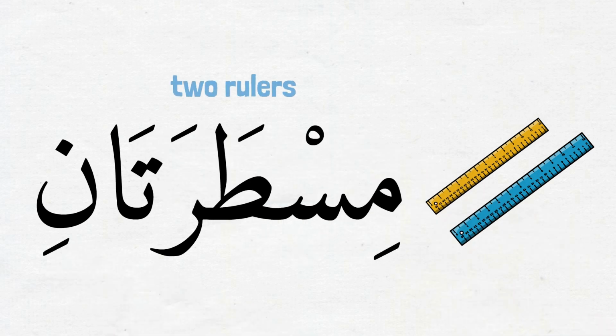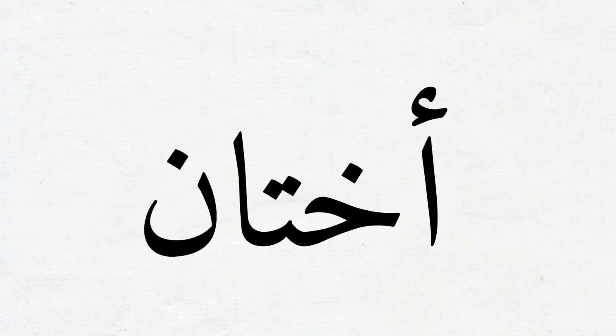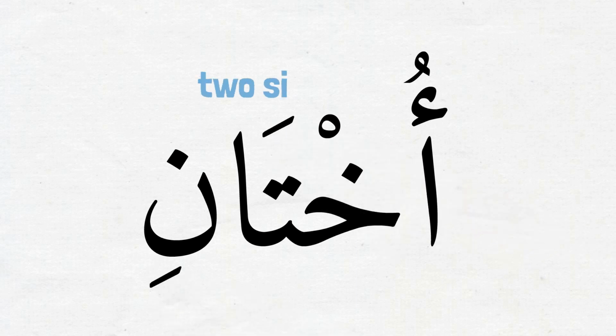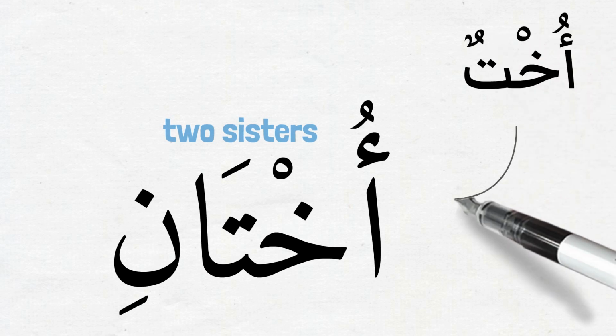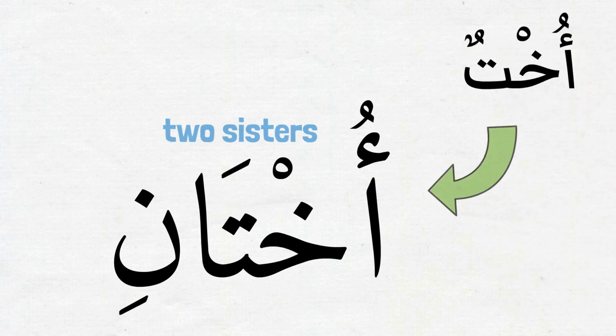مسطرتان, right? مسطرتان, 2 rulers. It is al-muthanna of مسطرة. What is this word? أختان, 2 sisters. What would be the mufrad form of أختان? مفرد الكلمة أو مفردها أخت. So أخت became أختان.